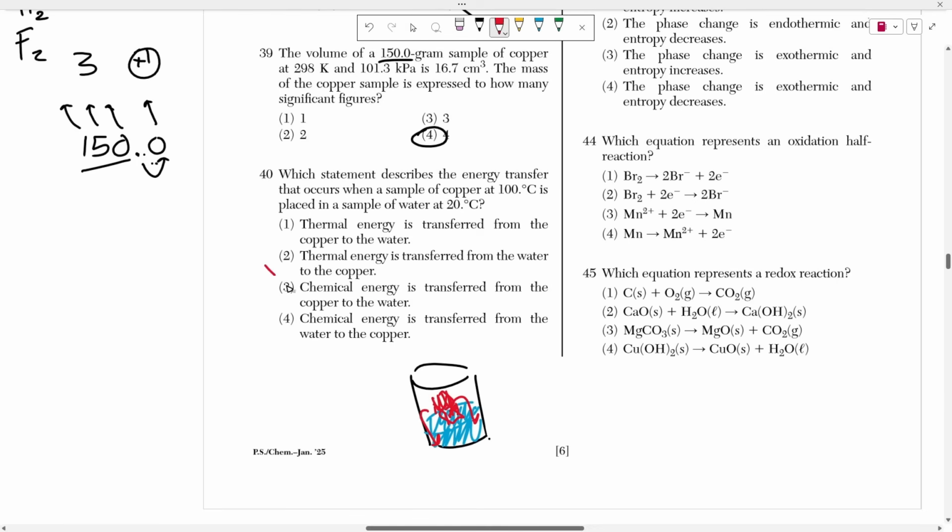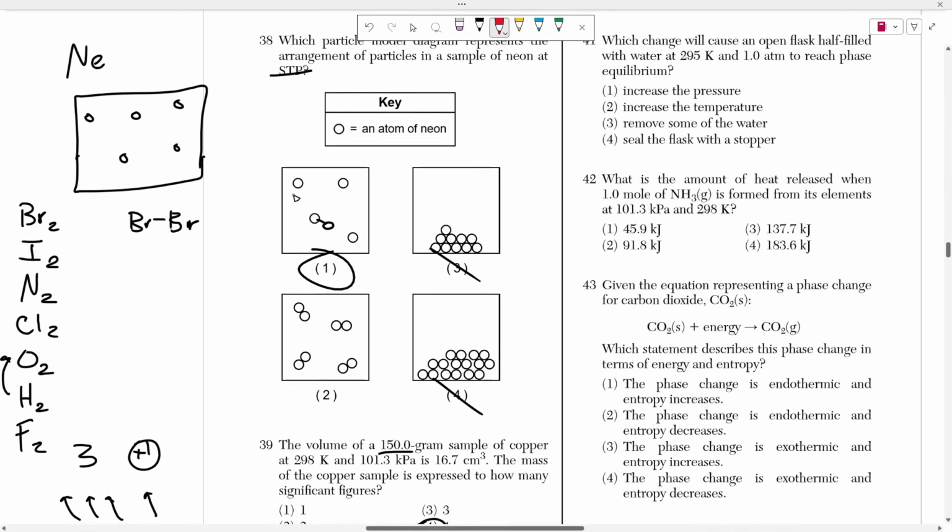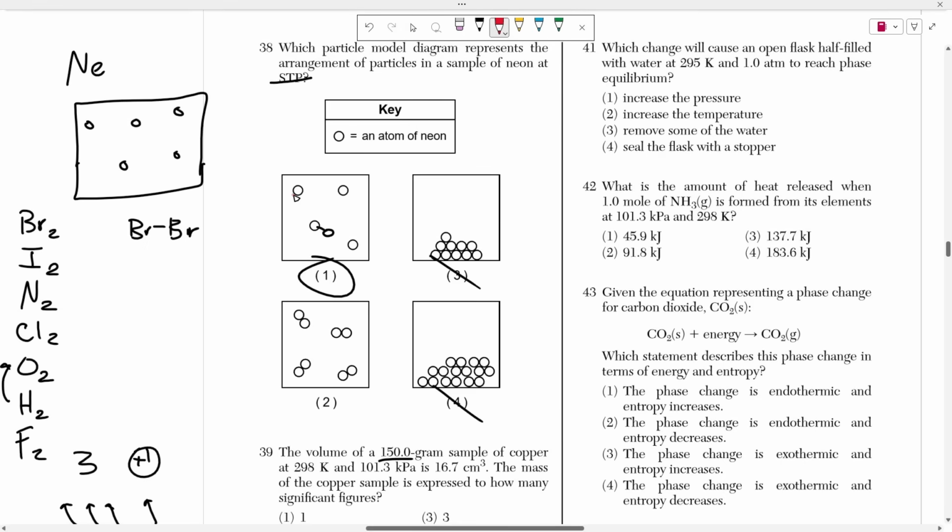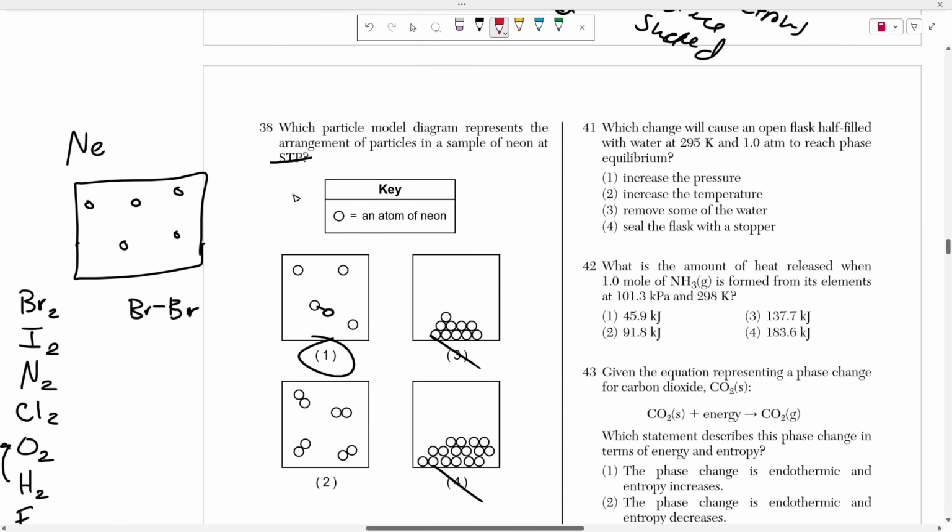So we're not talking about chemical energy here, because chemical energy is stored in bonds, right? Dropping this block of metal into the water isn't degrading the metal or reacting with the metal. What's happening is the heat from the metal, aka the thermal energy, right? Thermal heat is being transferred from the copper to the water. It's being transferred from the hotter thing to the colder thing. That's how heating works.